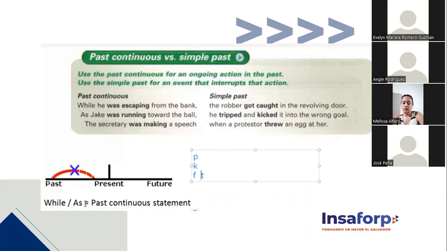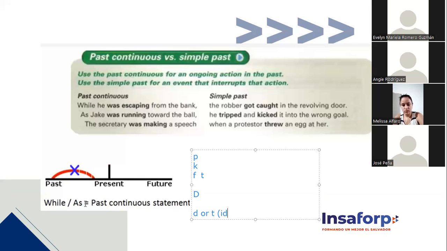If you have P, K, and F sounds, they are considered voiceless and you have to say T. I don't recall what the other ones are, but I think these are the most common ones. The rest of them are like the ones with D, except the ones that end with D or T. If a verb ends with D or T, we must add the extra syllable.